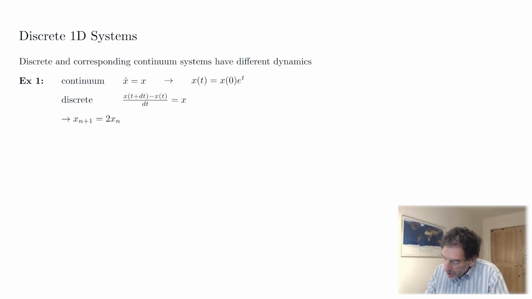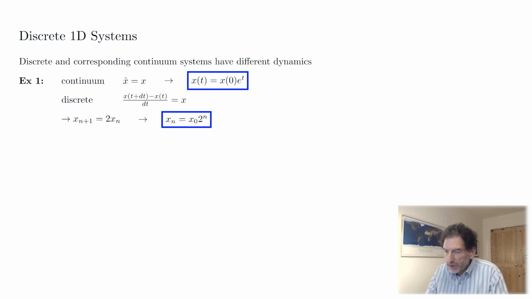And the solution to this equation is also straightforward. x_n is equal to x_0 times 2 to the n. So in both cases, we have exponential growth, but with a different exponential factor. So in the case of a linear system, the qualitative behavior is the same, but the quantitative behavior is somewhat different. But now let's look at a more interesting example, which is a nonlinear system.